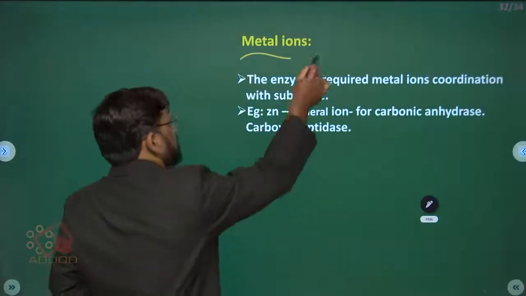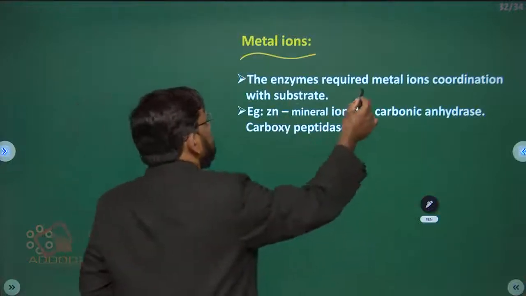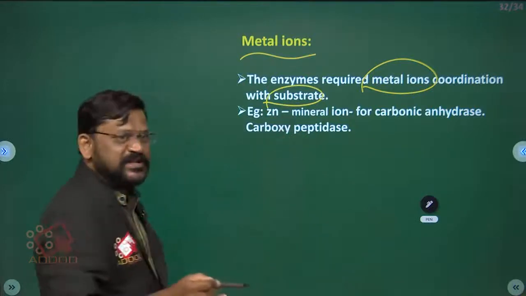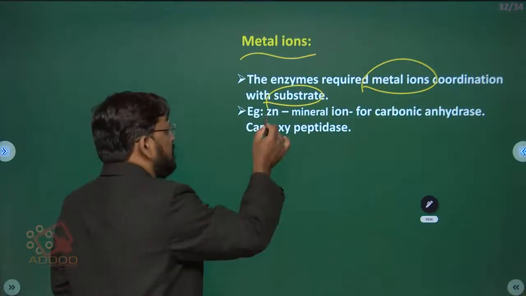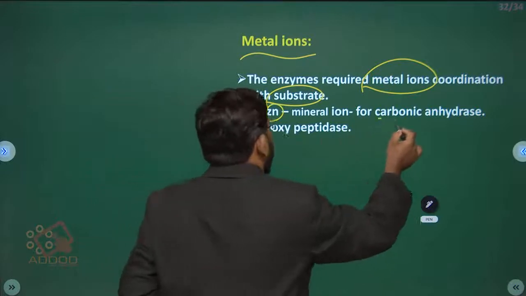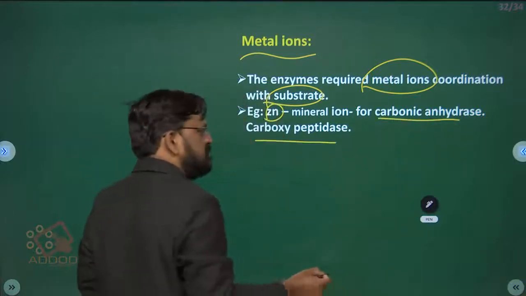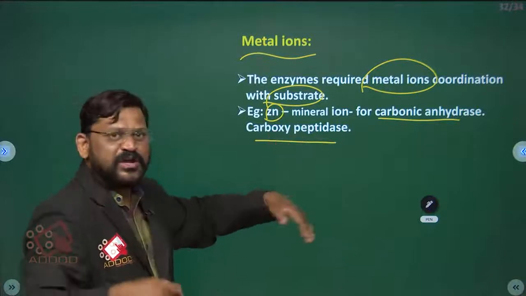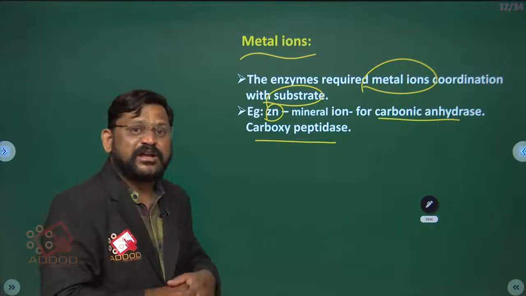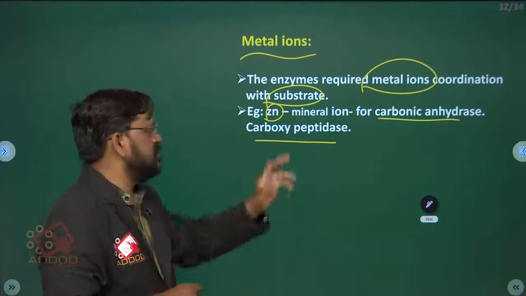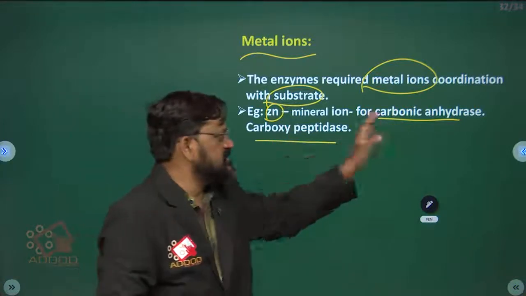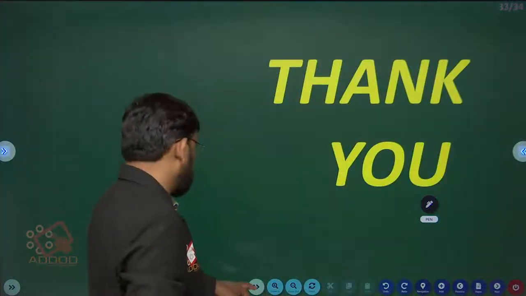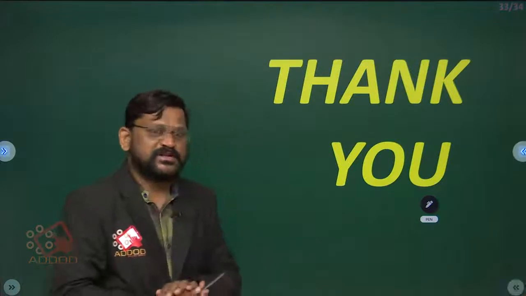Next, metal ions, the third one. The enzymes require these metal ions in coordination with the substrate. If a metal ion is there, then the enzyme will get activated. Very good example, zinc is the mineral ion for carbonic anhydrase and carboxypeptidase. These enzymes, if they want to show catalysis, can show catalysis only with the help of a cofactor like zinc. If zinc is not there, these enzymes will not get activated, we can say. Next, I hope you people understand these enzymes.